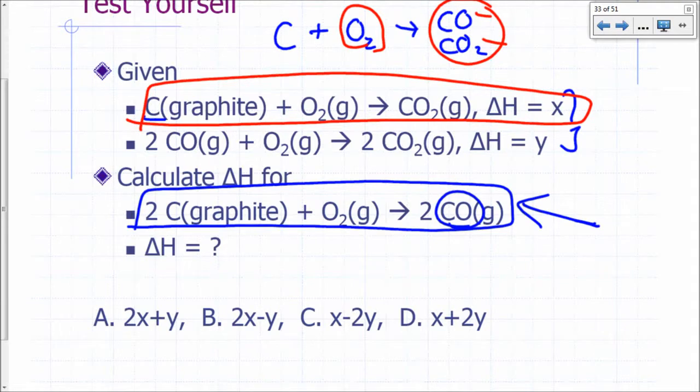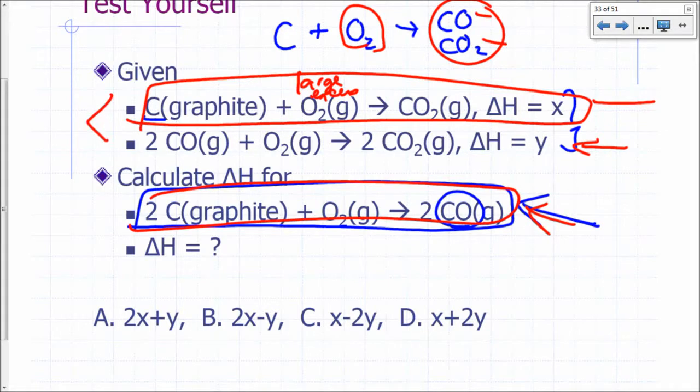You can guarantee that all your products are carbon dioxide, that there is no carbon monoxide, by using a large excess of oxygen. So in a bomb calorimeter, you use a large excess of oxygen. You're not going to get carbon monoxide. You're going to get carbon dioxide as a product. So this can be measured easily, this one can be measured easily, but this one cannot. But you can figure out the delta H for this reaction based on these two. How are you going to do that? Let's see.